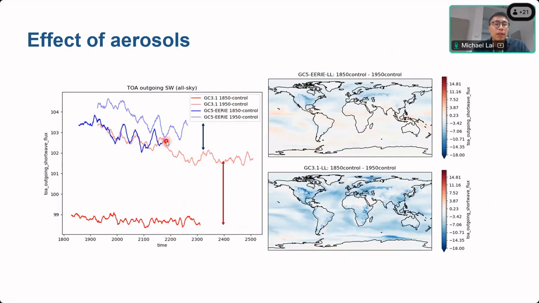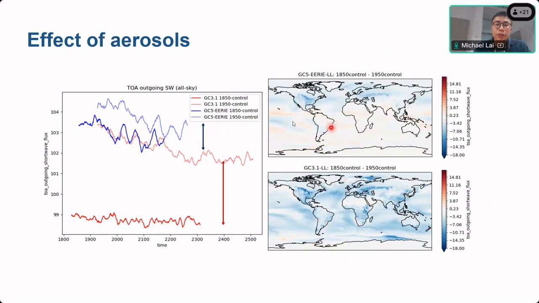And the blue lines here are additional experiments that we have run with the GC5 EERIE model, the version that's used for EERIE. For this version, we know for sure that the aerosols are exactly the same in both the 1850 and 1950 controls. So we've controlled for aerosols effectively. And the difference between the blue lines and the red lines is, well, quite big.